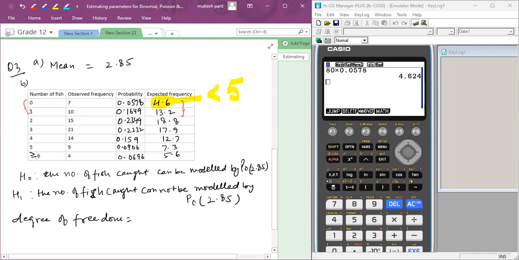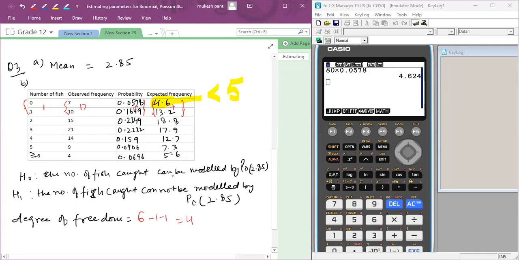So here you will add all. The number of fish will be 0 plus 1, so it will be 1. Then 7 plus 1 will be 70, the new value. Similarly, you can add these two also, using a calculator, and these two as well. Then there will be six rows: 6 minus 1 minus 1, so the degree of freedom will be 4.